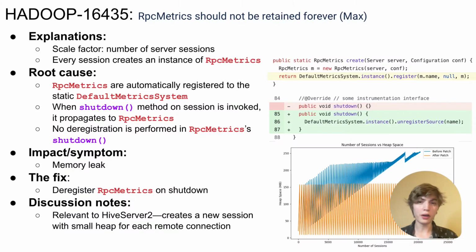Hello, today I'm here to talk about the bug Hadoop-16435. It's about RPC metrics being retained for too long and the memory leaks caused by this. This bug was uncovered in 2019, and you can look below in the description to find a link to the original Jira report and a replication package.